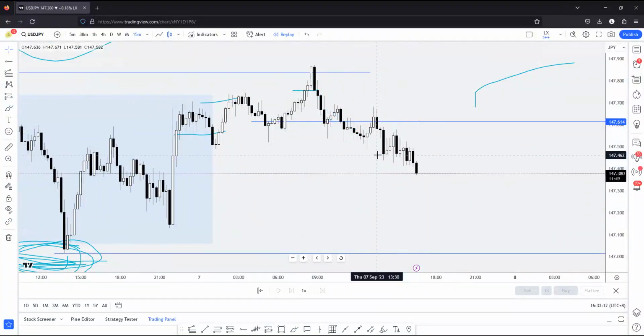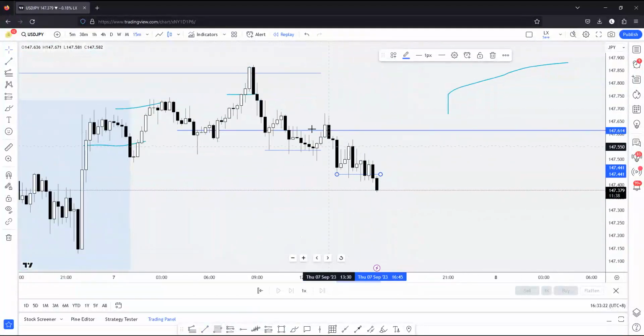Again, we have a support level that was formed over here. So in a downtrend, you can see that all the support levels that were formed are violated, right? You can see all this move to the downside, price just violates this support level.